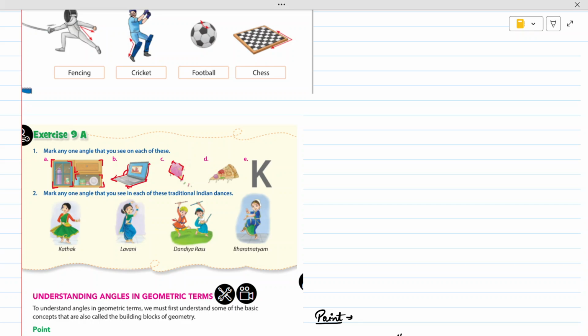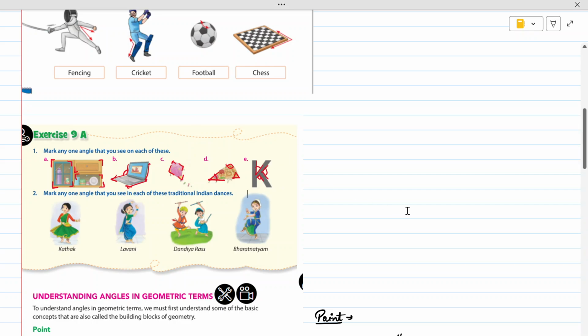Now in this slice of pizza, we have this point where two rays meet here. This is one angle, this is one angle, this is one angle. And when we see this K, this is the point, two rays, this is an angle we see here, and we also see one angle over here. So we have many angles, in fact here also we have an angle.